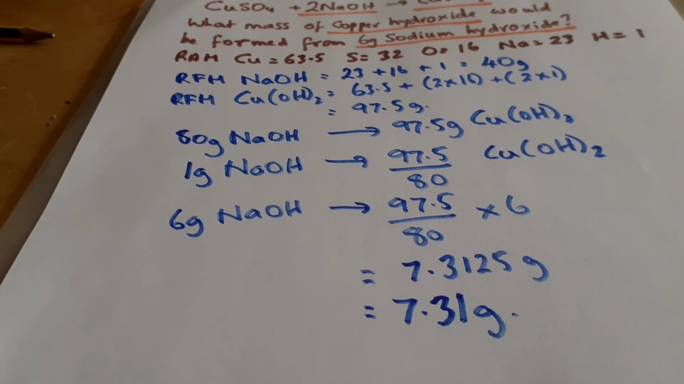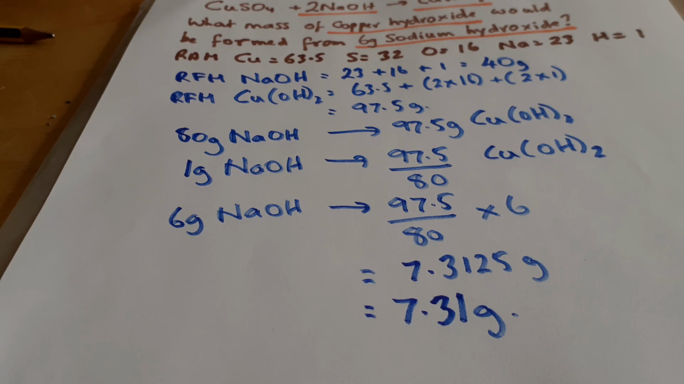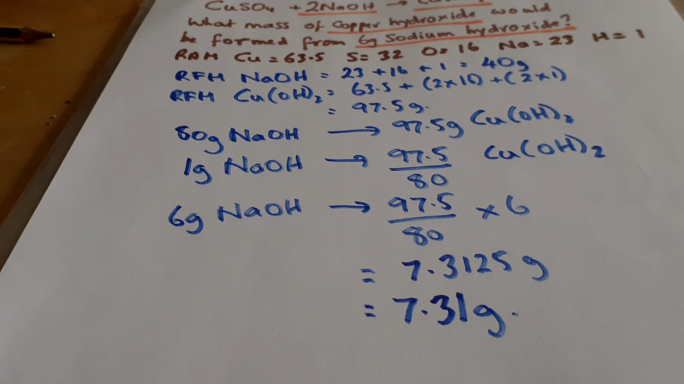Now, this method can be used if it gives you the mass of product and asks you how much sodium hydroxide you need to use. They might also ask you how much copper sulfate would react with 6 grams of sodium hydroxide. It's exactly the same method. There's no change. So, enjoy and good luck everybody.